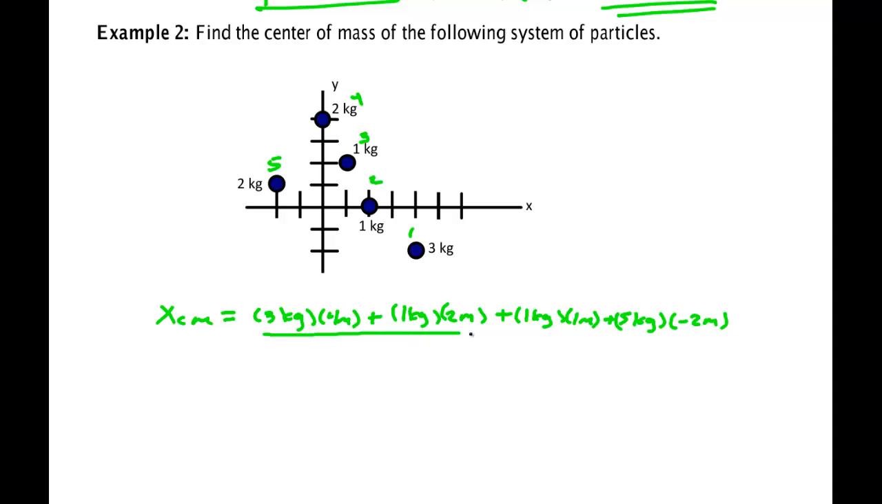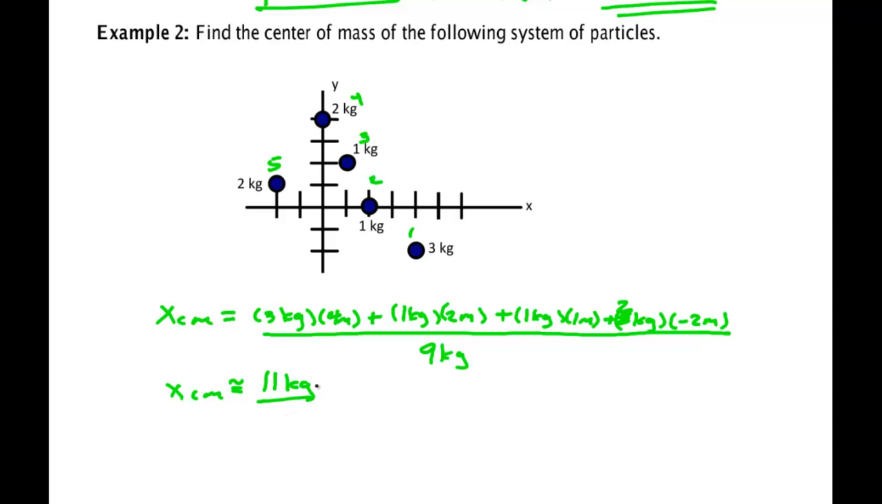And then I have to divide by the total mass. 3, 4, 5, 7, 9. 9 kilograms. That gives me a center of mass. Let's see. 3 times 4 is 12. Plus 2 is 14. Plus 1 is 15. Did I get that right? Oh, this was not 5. This was wrong. This was a 2 kilogram mass. I read my 5 and not the 2. All right, so 12 plus 2 is 14. Plus 1 is 15. Minus 4 is 11.